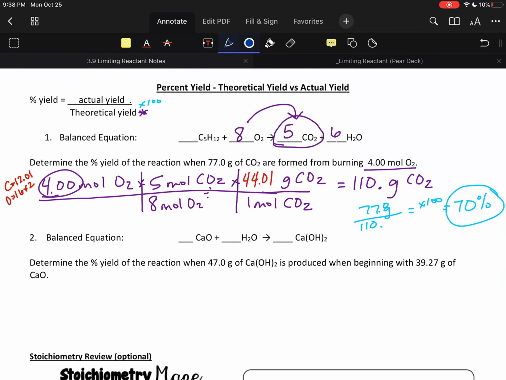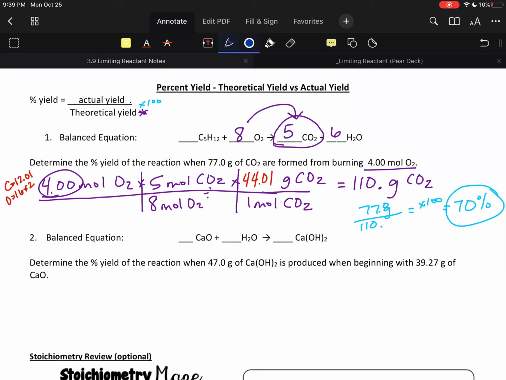So balance equation, right? So calcium, 1 and 1. Oxygen, this 2, remember, applies to everything in there. So I have 2, and then I have 1, 2. Perfect. 2 hydrogens, 2 hydrogens. So everything in this one is already nice and balanced, okay, with our invisible ones.